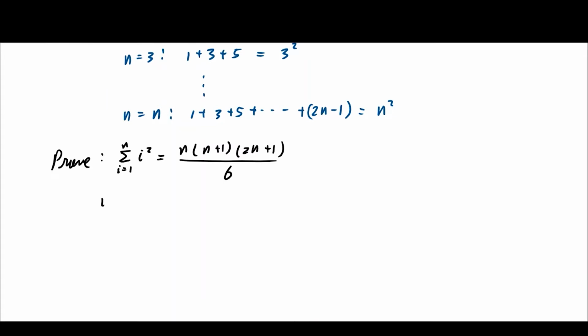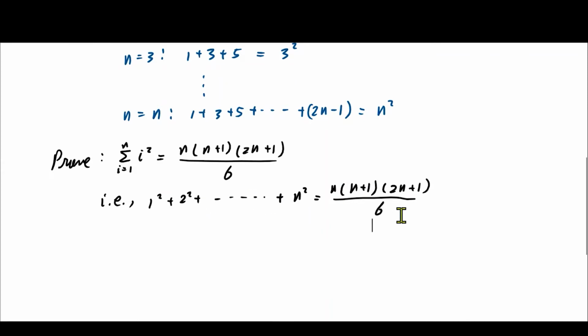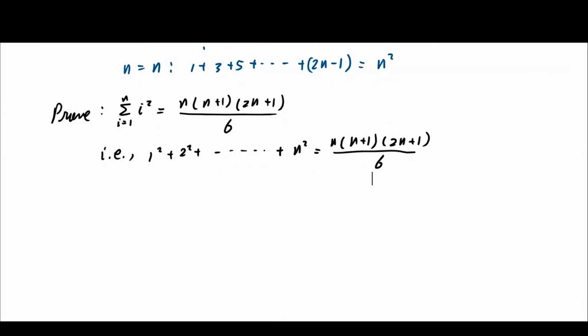So what we are proving is this, i.e. 1 squared plus 2 squared plus dot dot dot plus n squared is equal to n times n plus 1 times 2n plus 1 over 6. That is what we want to prove. You know what I'm saying? So use this notation. It's more writing, but you're not going to screw up. You with me? Okay, let us prove. And you know that you have to start the proof with proof. You know what I'm saying?